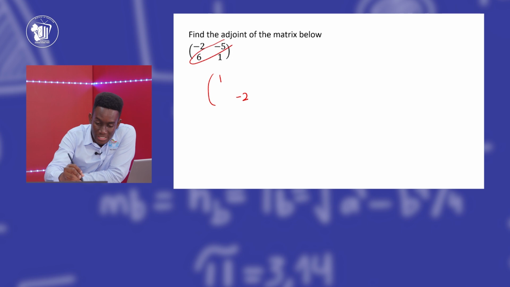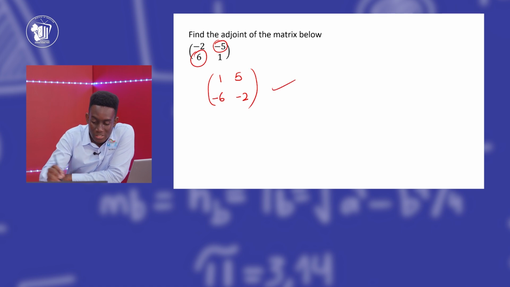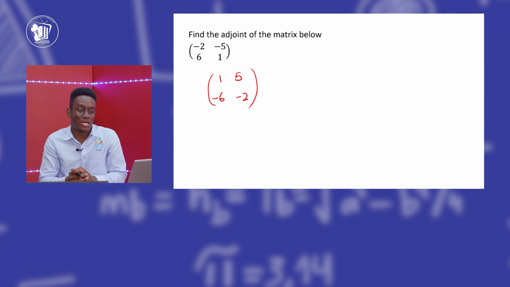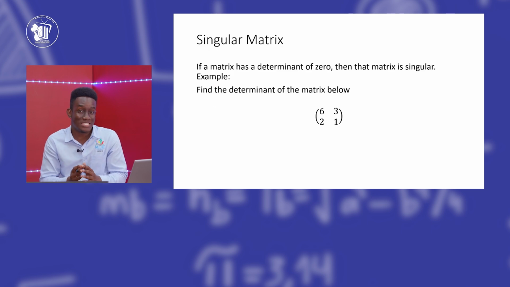And then we flip the signs of these two. So this will become a positive 5, and this will become a negative 6. And this will be the adjoint of that matrix. As simple as that. And that is how we find the adjoint. So next, I want to move on to singular matrix.